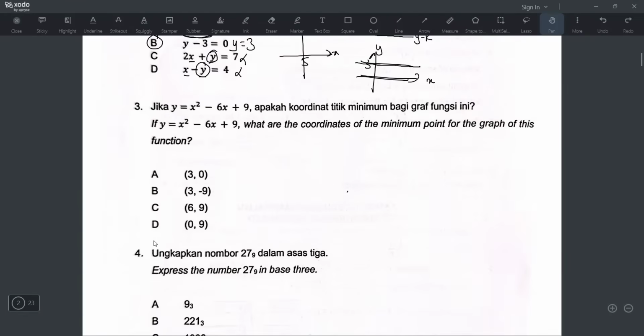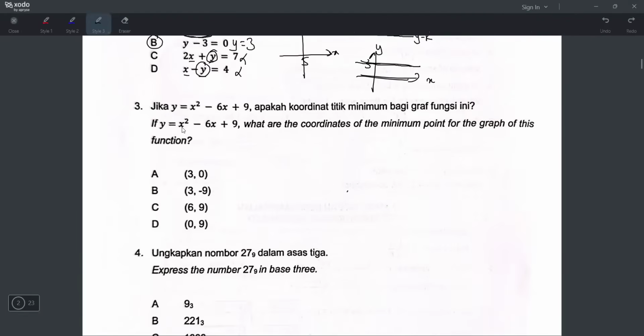All right. Okay, number 3, if y equals x squared minus 6x plus 9, what are the coordinates of the minimum point for the graph of this function? So the question asks for minimum point. Okay, there's two methods you learn in maths. Okay, if you take additional maths, there's actually three methods. Okay, but since I'm doing a maths paper, I'll just explain the two methods that we learn in the maths.